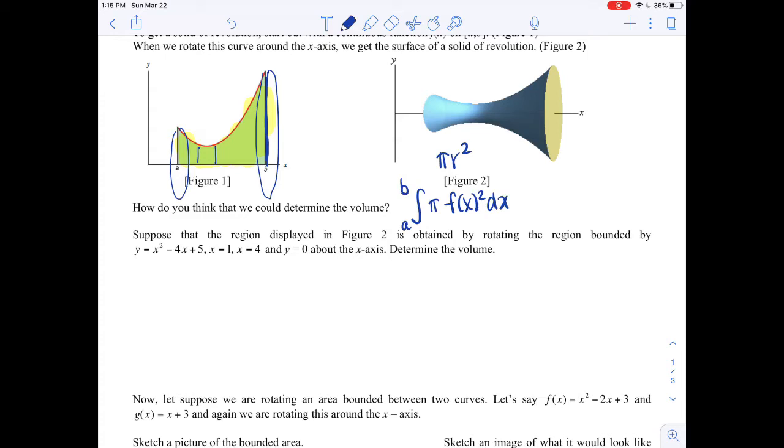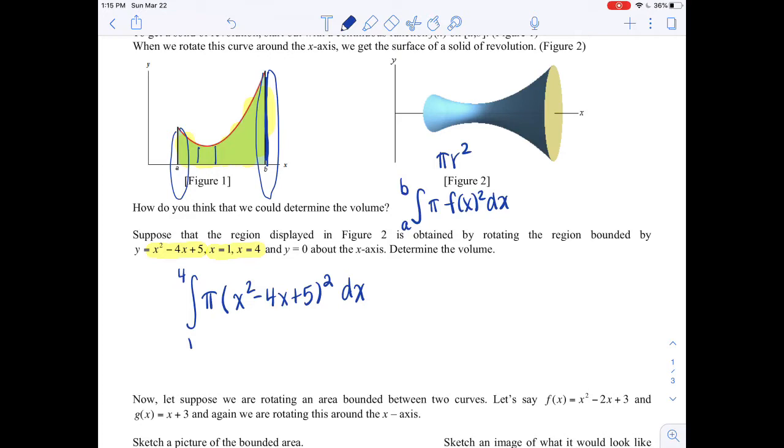If you take a look at the example we have, let's say figure 1, figure 2. Figure 2 is created by revolving the region bounded by x squared minus 4x plus 5 on the interval from x equals 1 to x equals 4 and y equals 0 about the x-axis. What's nice in this question is you don't have to find any intersections. You already know that the integral is going to go from 1 to 4. The pi can be written either inside the integral or outside, because remember that it's a constant, and your function values are coming from the function x squared minus 4x plus 5. That whole quantity is squared dx.